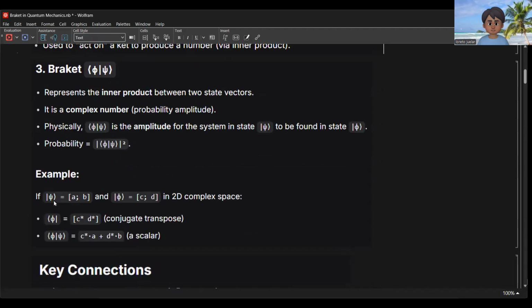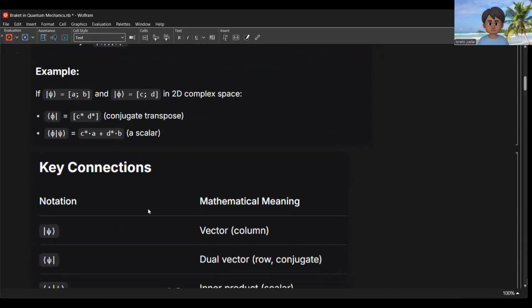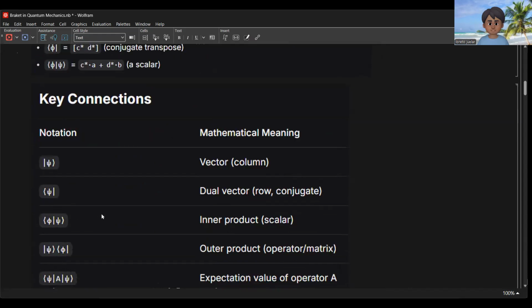So we have an example here. If the ket psi is equal to (A, B), and the ket phi is equal to (C, D) in the complex space, the bra here is (C asterisk, D asterisk). This is the conjugate transpose. So the bracket here is C asterisk times A plus D asterisk times B. So this is a scalar.